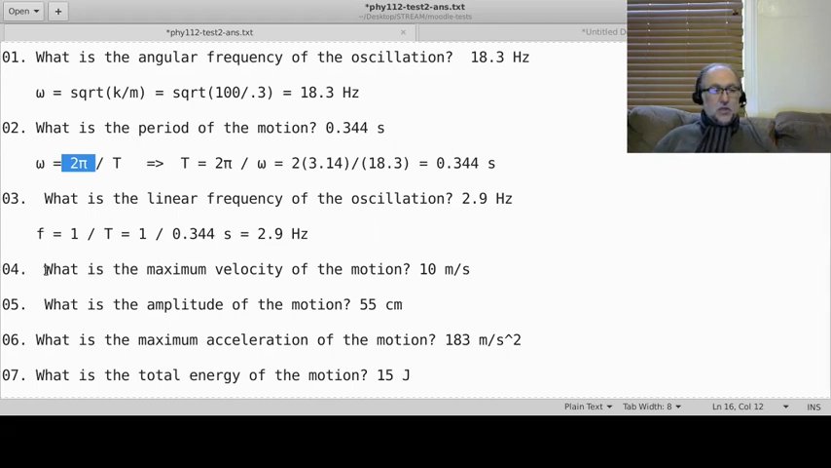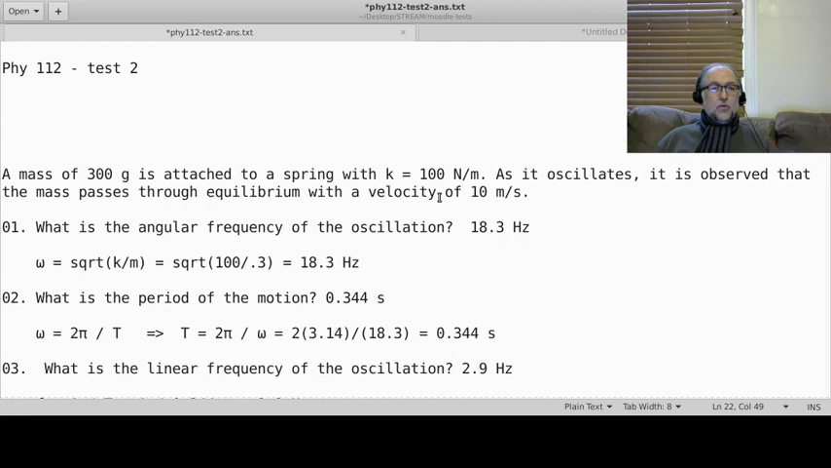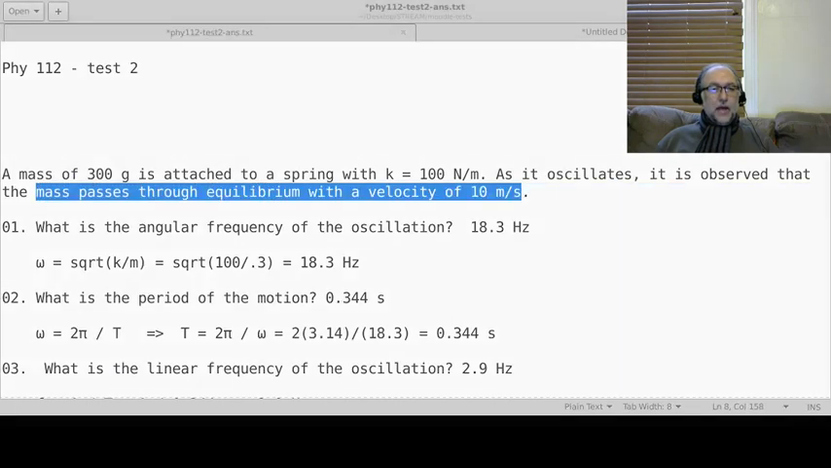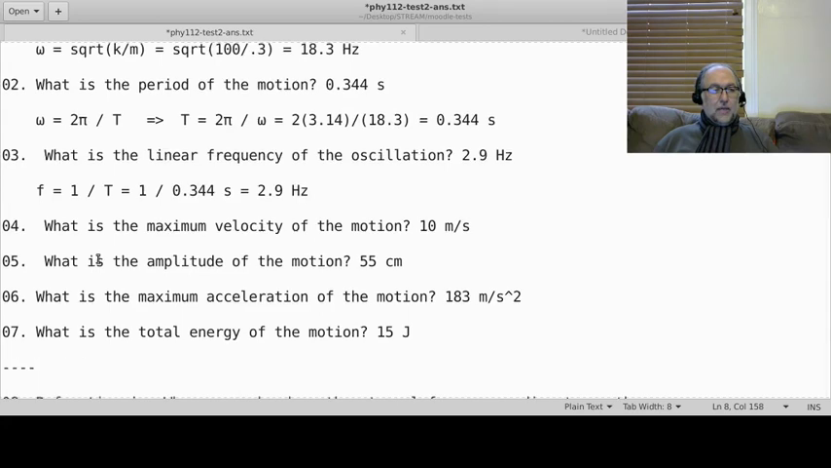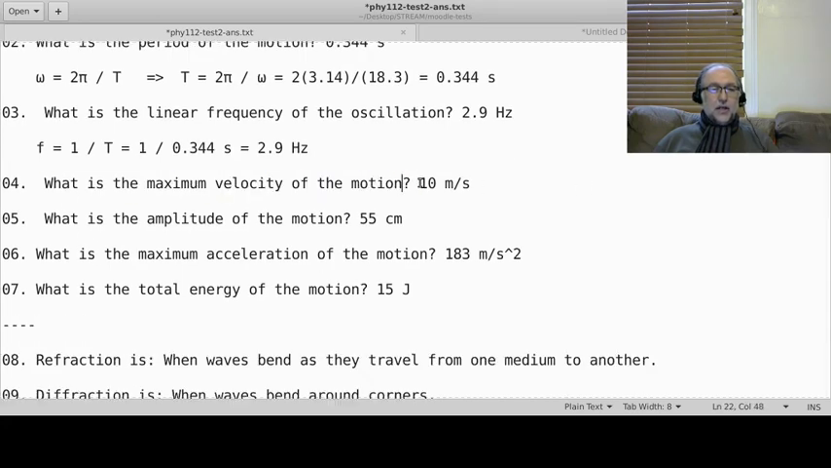Okay, so the next question was, what is the maximum velocity of the motion? And there you should recognize that when you know that a mass passes through equilibrium at 10 meters per second, that tells you the maximum velocity, because the maximum velocity is obtained at equilibrium. And so the answer to number 4, you don't even need any calculation. I tell you that it is 10 meters per second. Okay, and the next one is, what is the amplitude?